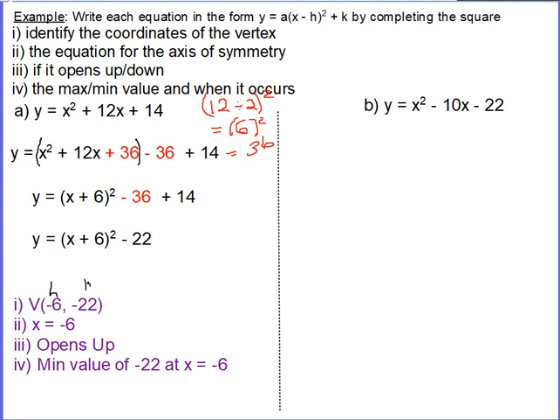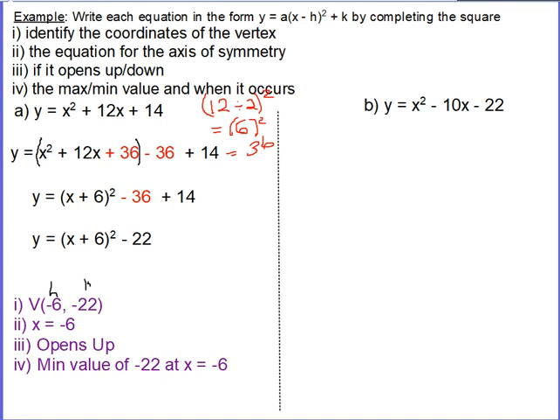This, of course, opens up because I know there's no a value here. Like, there's nothing out front, but we assume that it's a positive 1 out front of the bracket. So let's say the a value is set to 1, which we know that it is from the original quadratic here. And the max or min value, now because this thing is opening up, it's a minimum value of negative 22, and this occurs at x equals negative 6.